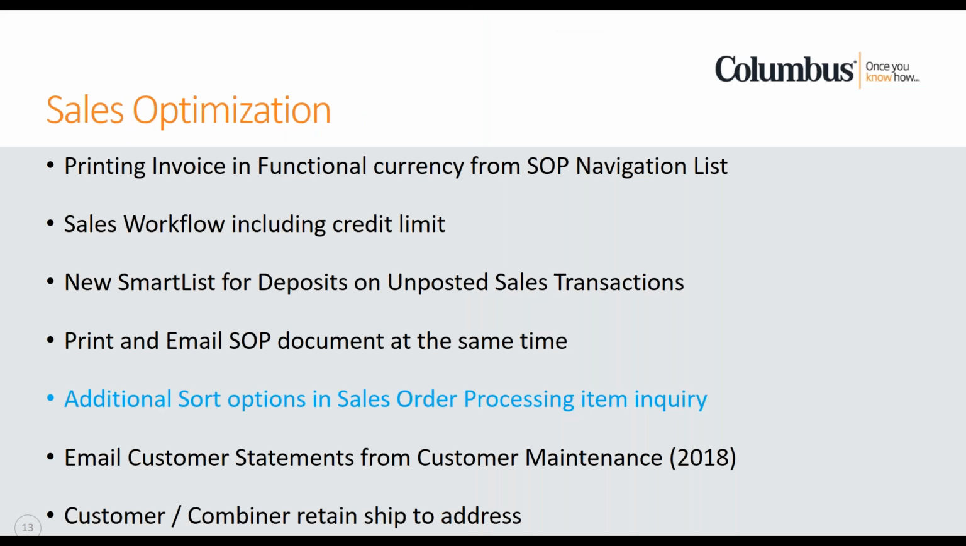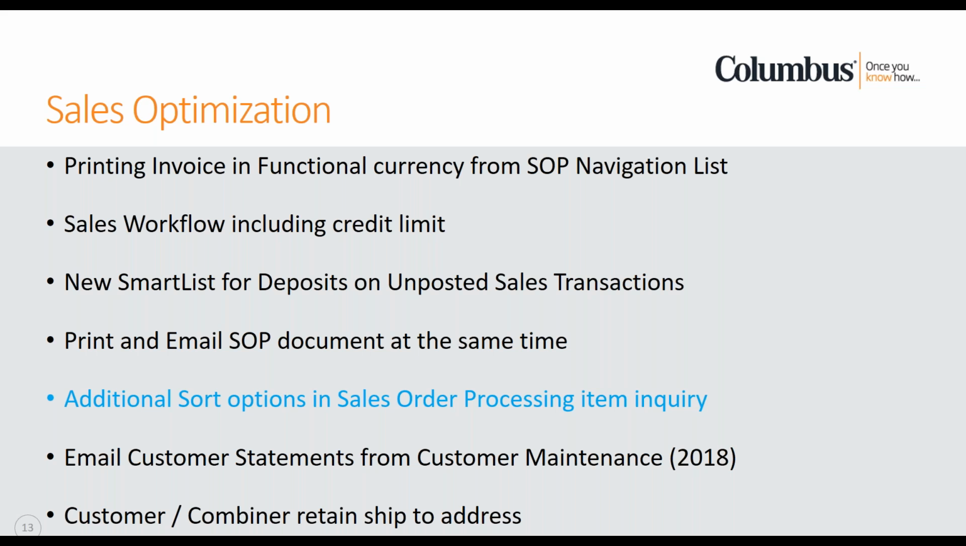Okay, so moving on into the sales features that have been added in GP 2018 R2. We can do some things now with the functional currency in the sales order processing navigation list. And so the ability to print the invoice in the functional currency from the navigation has been added.